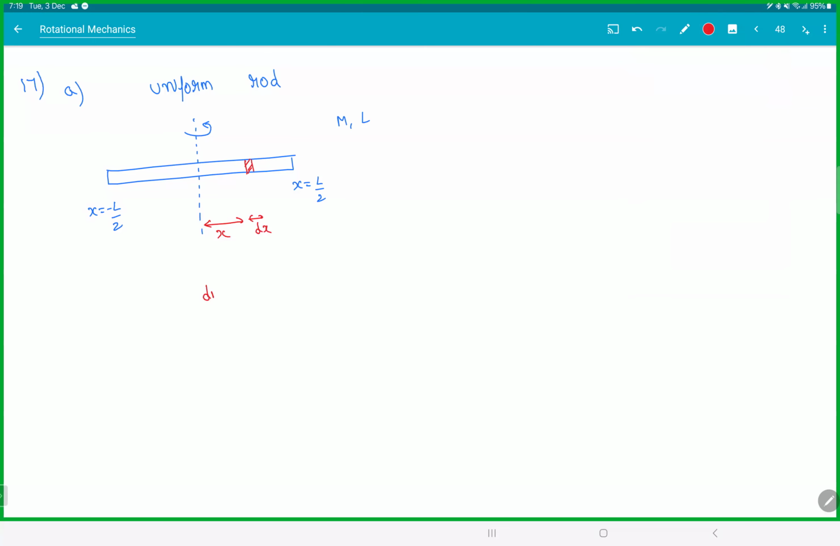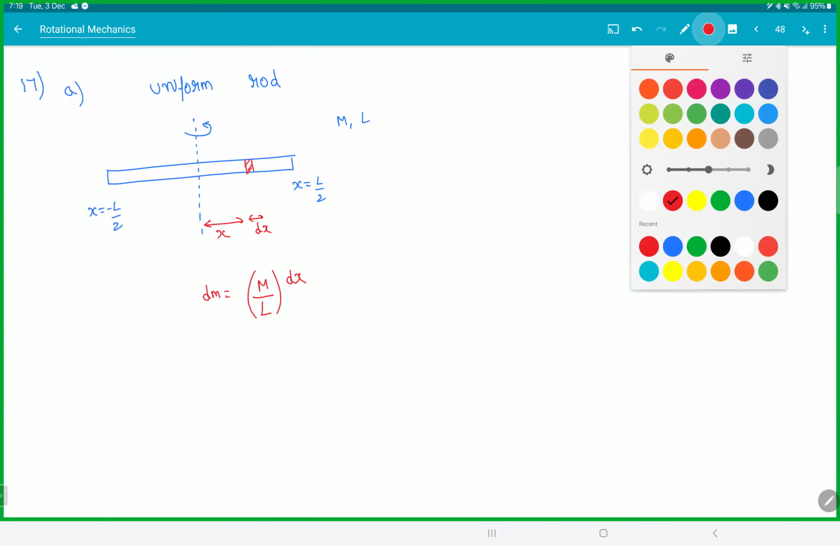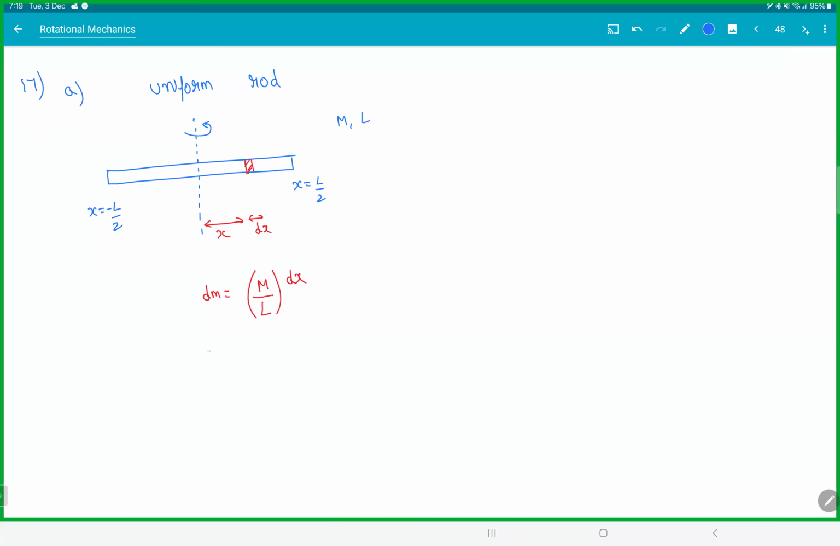So for this small slice, dm will be total mass of the rod by total length of the rod into length of the small piece, unitary method. Mass per unit length into dx. And what is the perpendicular distance here? Here the perpendicular distance r is x. So this dm is at a distance of x from the axis. You're done.